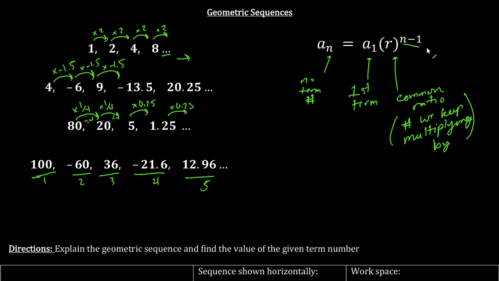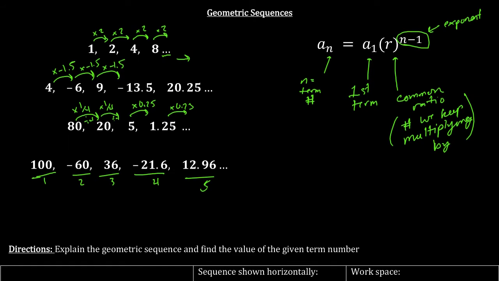And remember that this right here is not multiplication. It's not r times n minus 1. This is an exponent. We'll say exponent, for lack of a better word, because there's more than one thing up there, but we'll just say exponent. You're not going to be multiplying.